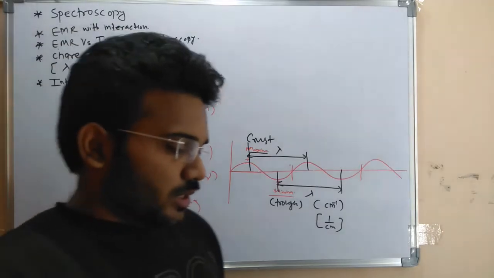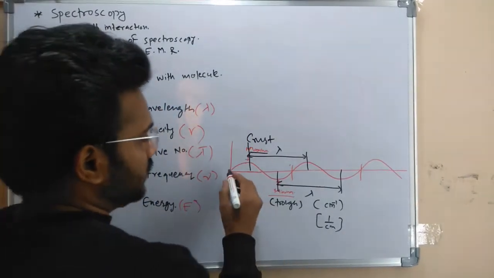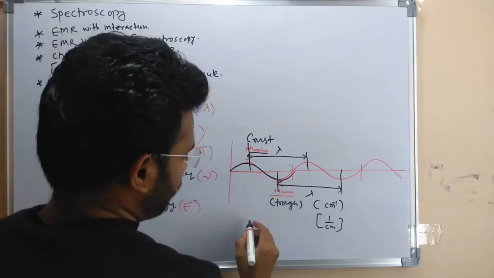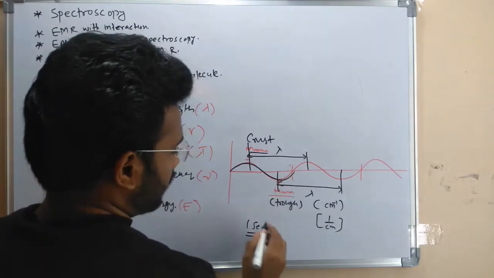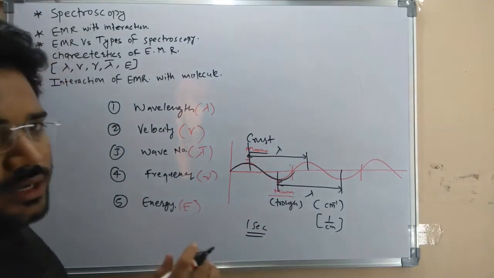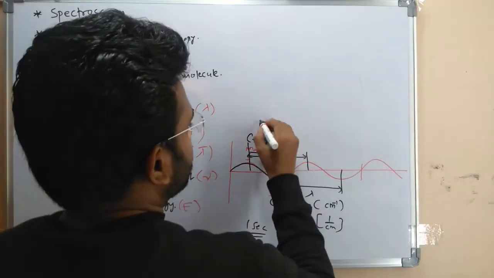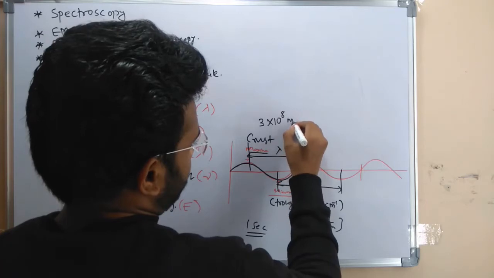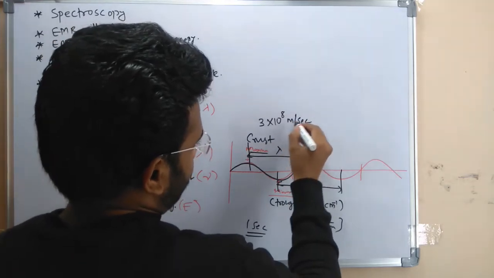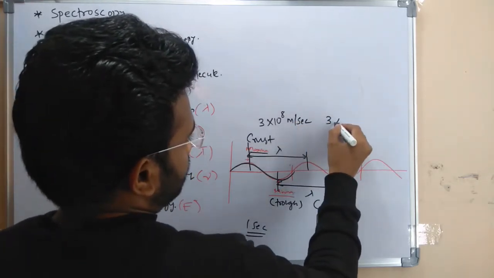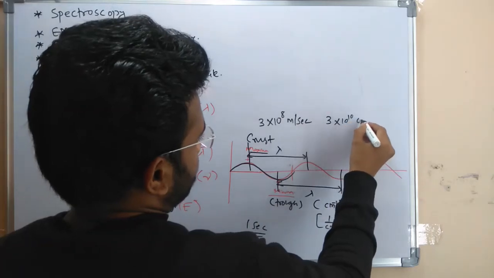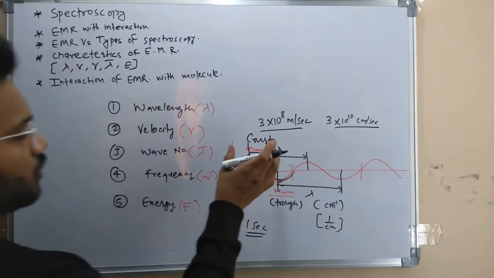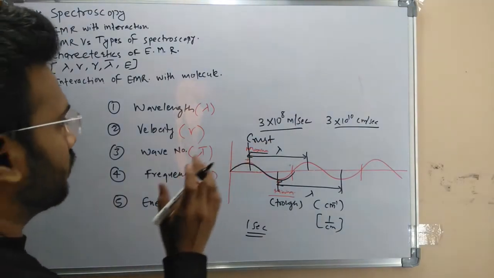Now velocity means the distance traveled by the wave. This is one wave, and the distance traveled by one wave in 1 second is called velocity. And you know that the velocity of light is 3 into 10 raised to the power of 8 meter per second, or 3 into 10 raised to the power of 10 centimeter per second.